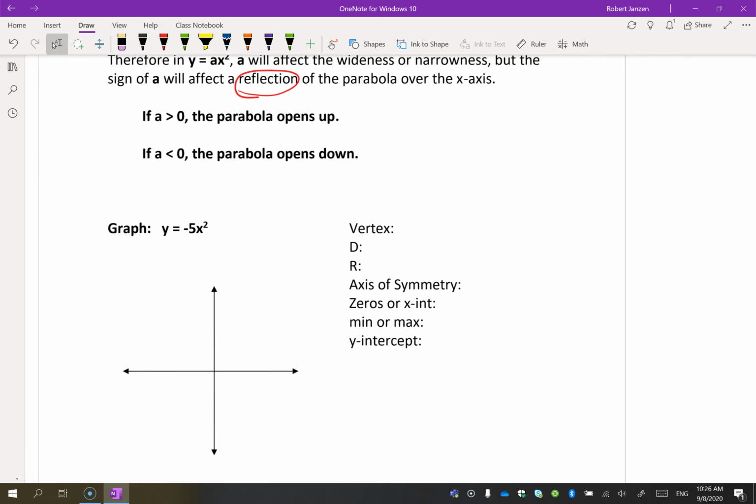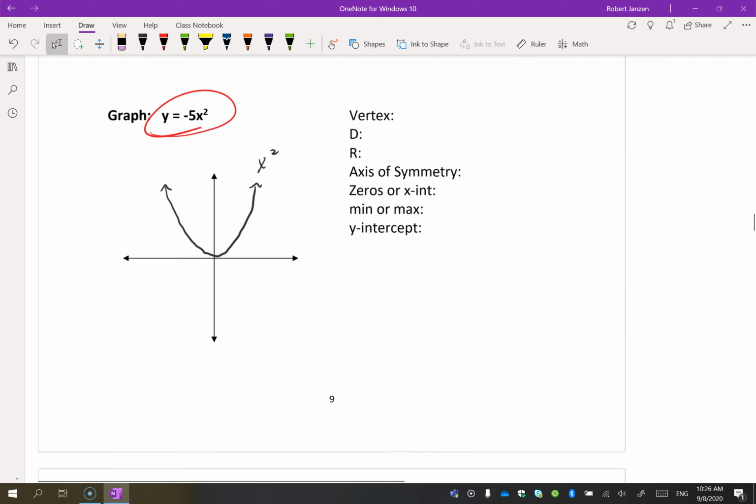Okay, so knowing that, we should be able to draw this graph without a table of values. Let me just refresh your memory. What is this graph? Let's draw it a little bit better. Here is your basic x squared graph. Now, how does the negative 5 affect this graph? Well, the negative is going to turn it upside down, and the 5 is going to stretch it or make it seem like it's narrower. So if I were to draw it, it would look something like this.